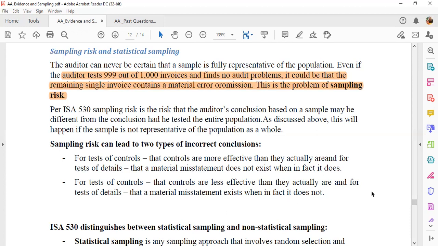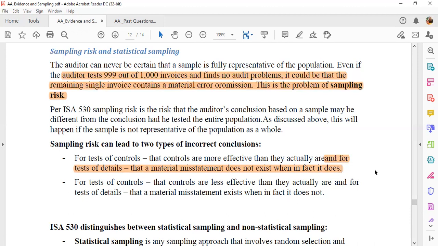So instead of your test of control showing that their internal control system is not strong, it is weak, your test of control will say that it is strong. It is okay. Mind you, it is not okay. That's for test of control. For test of detail, that a material misstatement does not exist. There's nothing that is material.